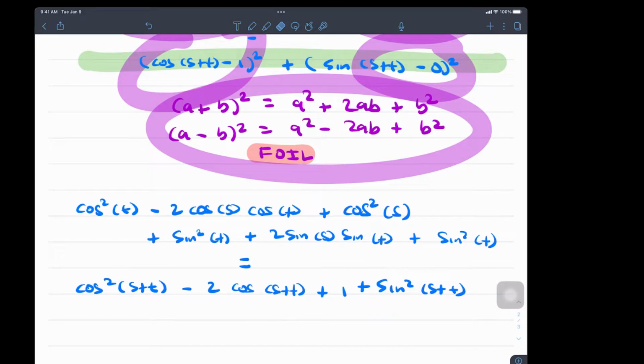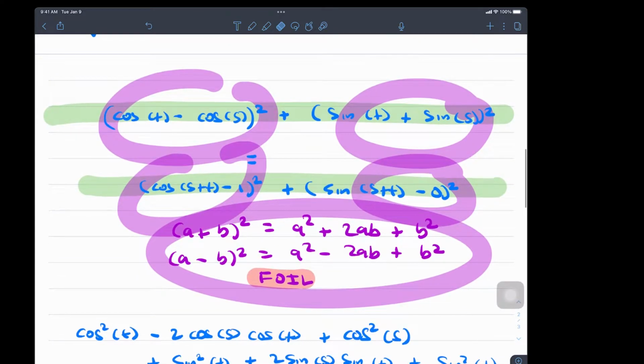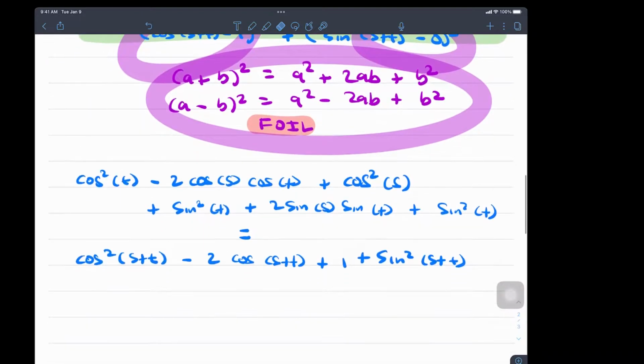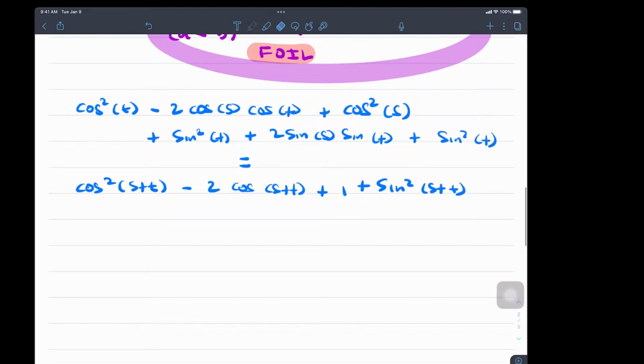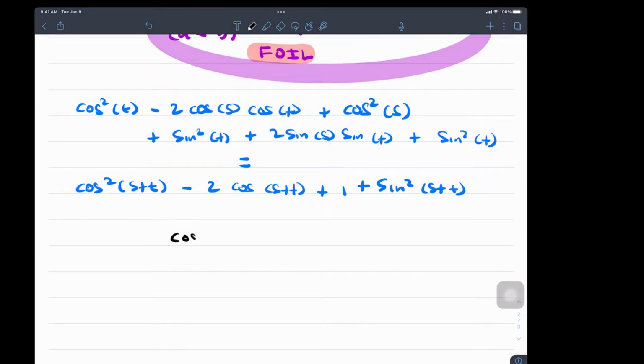Okay? So I want everybody to know I just used this FOIL formula in all 4 locations here. Okay? This is the algebra part. And now I'm going to use this fact here from trig. I'm going to say cosine squared theta plus what? Sine squared theta equals 1.